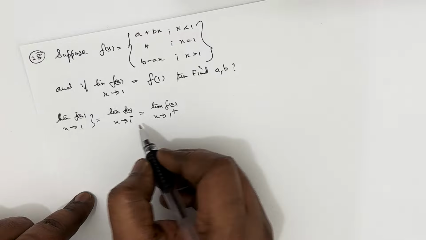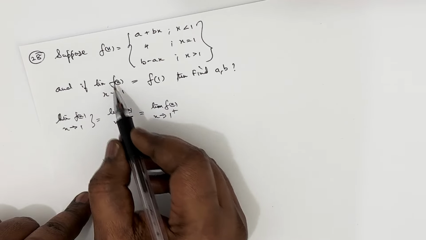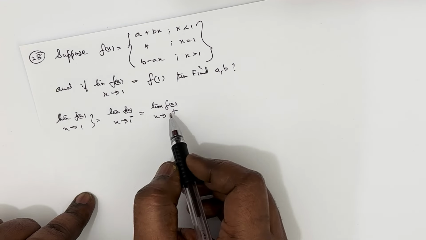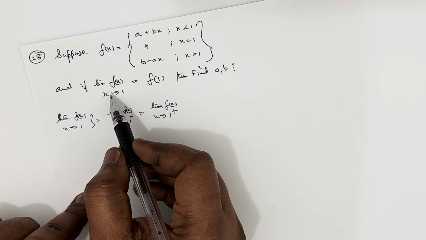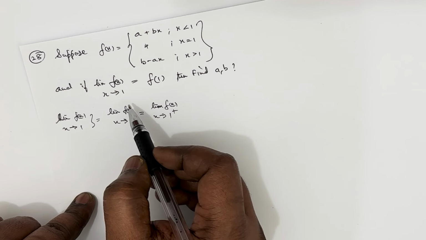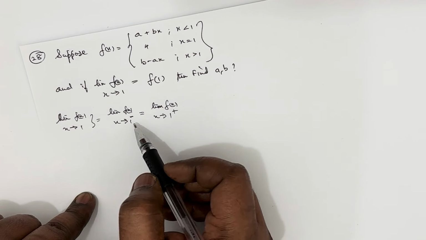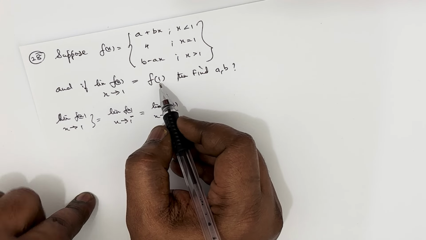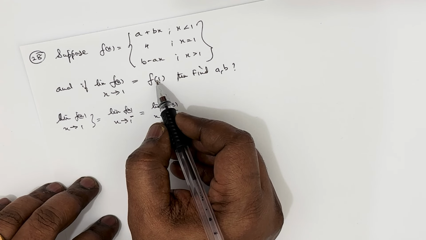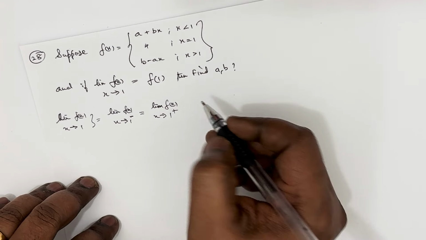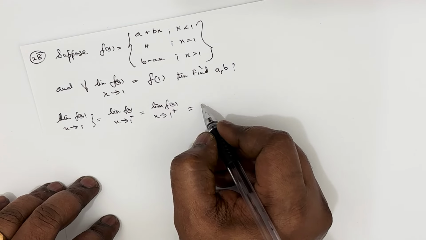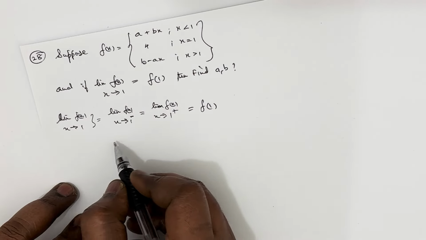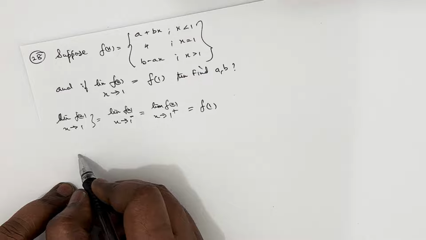Now, they say that the limit of the function exists when both the left hand side and right hand side are equal. That means both limits exist. So the limit of the function is equal to the value of the function when x is 1. Now this is equal to f of 1.